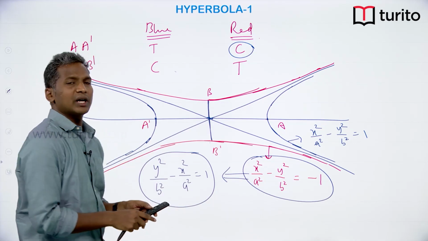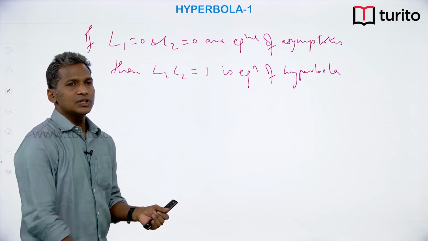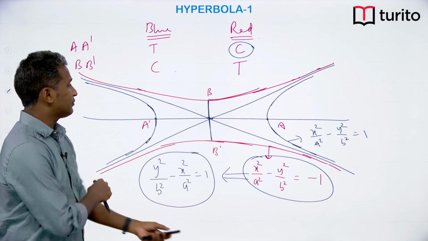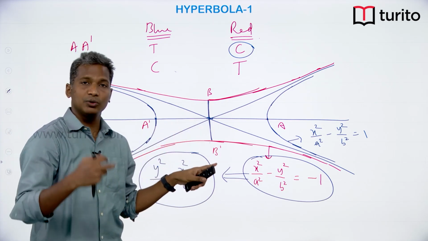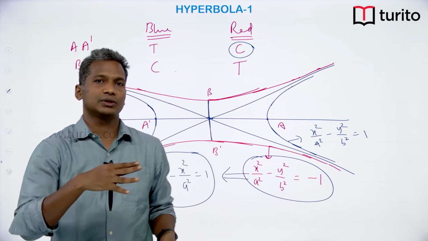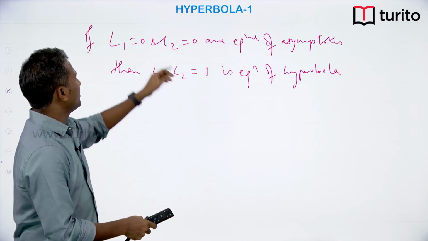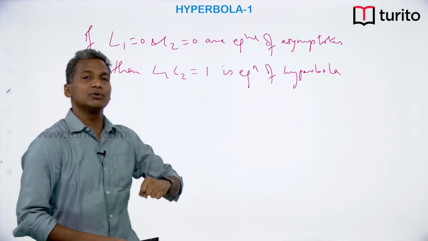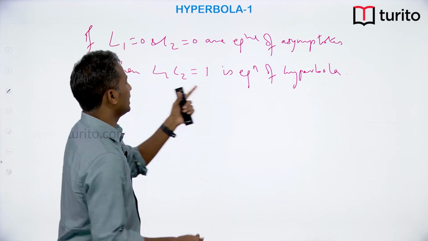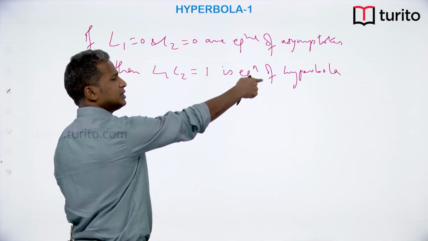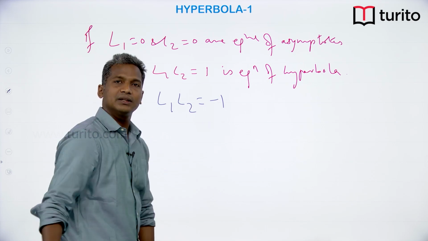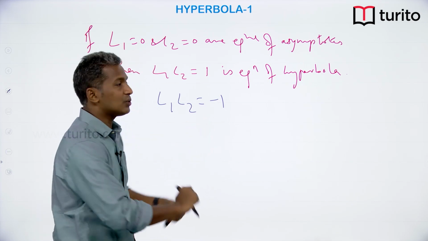Now, let me also connect this with the earlier idea. If L1 and L2 are the asymptotes, then, as you have noticed from both equations, both hyperbolas have the same asymptotes. That means L1 equal to 0, L2 equal to 0 are also the asymptotes for the conjugate hyperbola. So, if you want to get the conjugate of this hyperbola, you just have to put L1 L2 equal to minus 1, then it becomes the equation of the conjugate hyperbola.